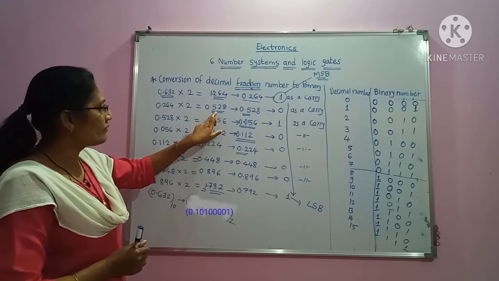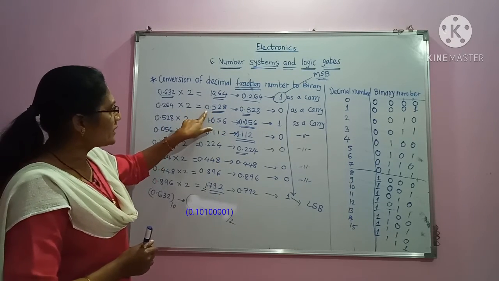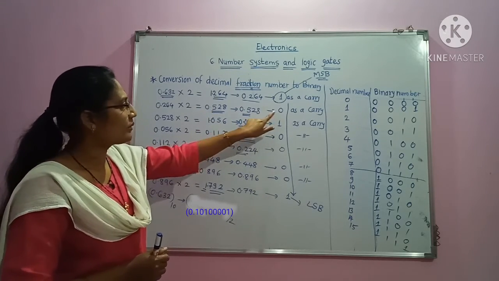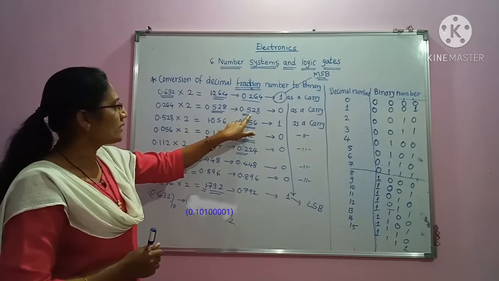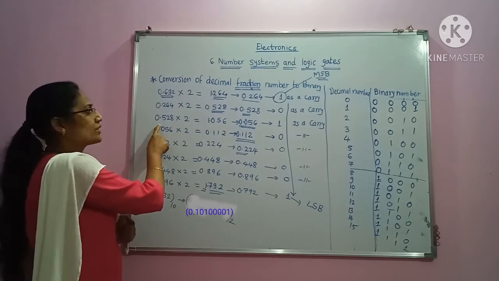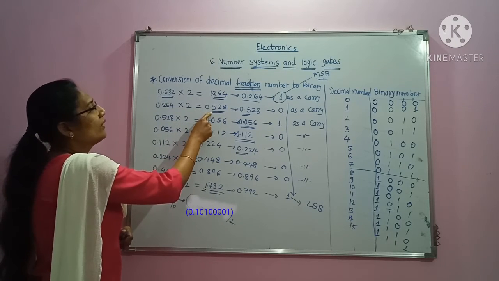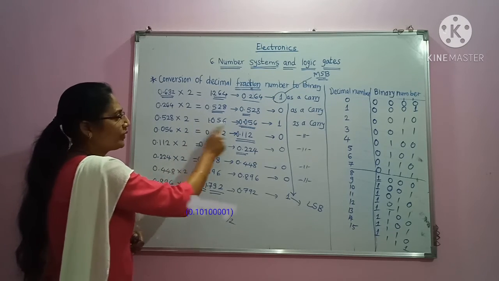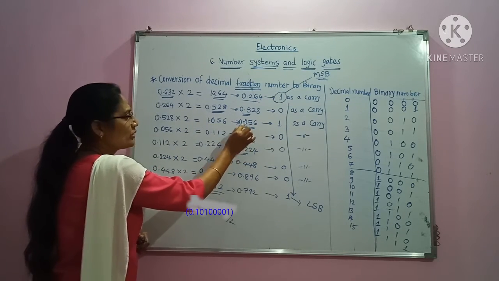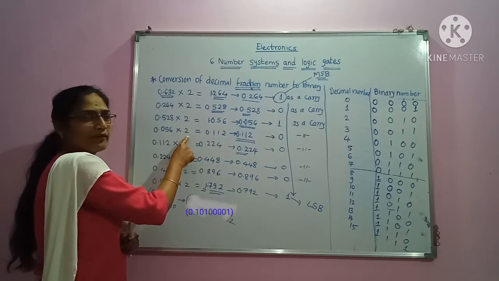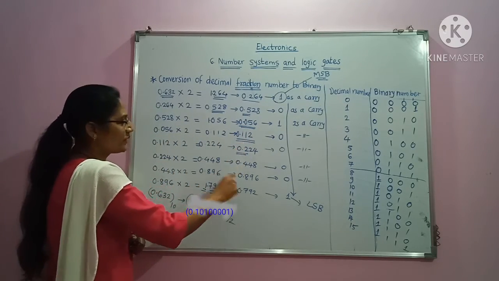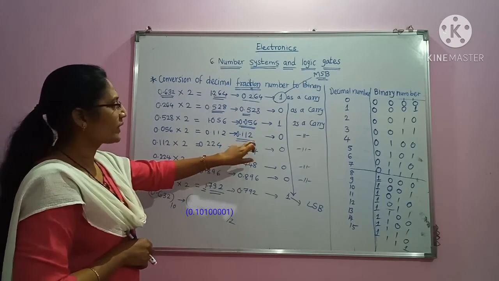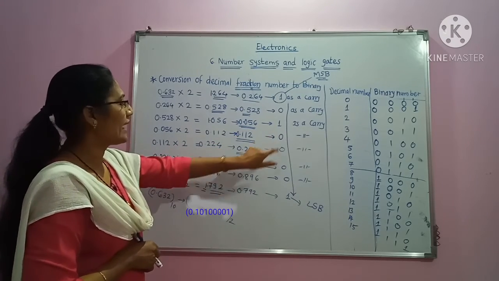I have obtained this value. Then this number is used as a carry, and this number is available for further multiplication. Again to this number I have multiplied with 2. I have obtained this number. Again 1 becomes the carry and this becomes the fraction. To this fraction again I have multiplied with 2 and this process continues. I have obtained 0.112 and 0 as a carry.